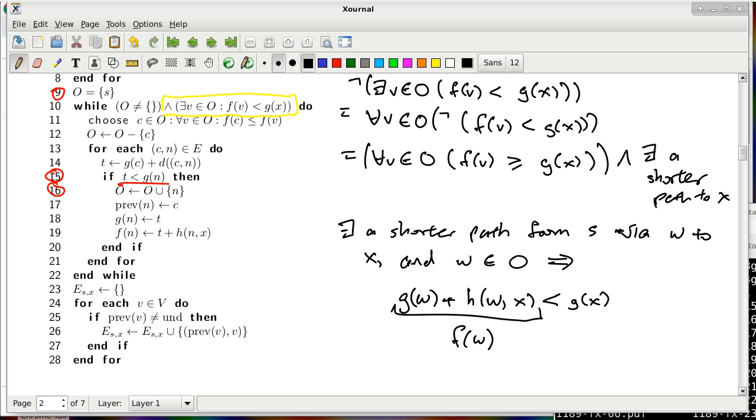So now we are saying both things, right? We're saying there exists one w in O such that f of w is less than g of x, and we are also saying that everything in O has an f value that is greater than or equal to g of x. So now that is a direct contradiction. So we're saying that the condition in the while loop is false, right? So the while loop exits.